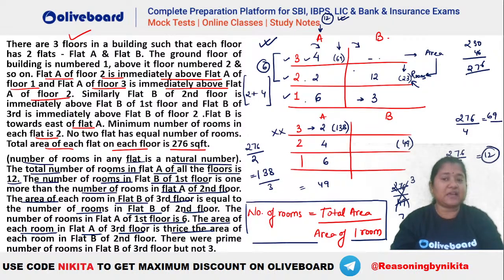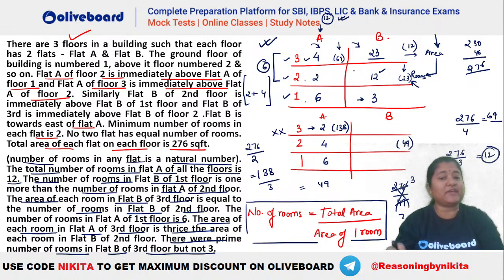Now we have to find the number of rooms in here. What was given about this particular area? It was given that area of this particular room has to be equal to number of rooms in here. That means you can see there are 12 rooms in here. That means area has to be 12 for this particular one. So if it is 12, how many rooms will be there? There will be 23 rooms in here, isn't it? So you can see this is going to be the final answer here. And similarly, there were prime number of rooms in flat B of third floor, but not 3. So you can see 23 is a prime value here. Okay. I hope we are clear with this particular question, guys.